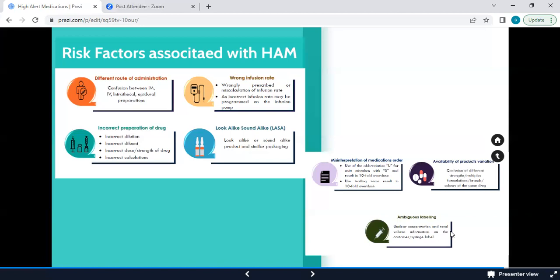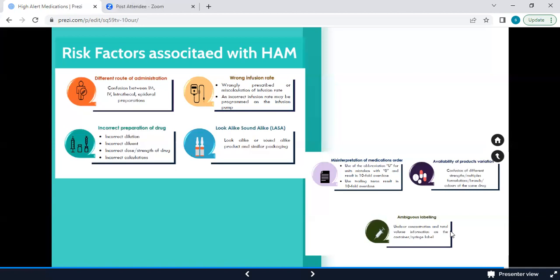And also using the trailing zero. The trailing zero is, for example, when I want to write three units of insulin, I write it 3.0, which will also increase the risk of error, because sometimes it can be interpreted as 30 instead of 3. So that is the trailing zero.